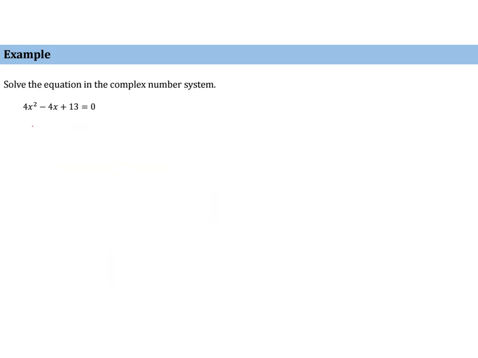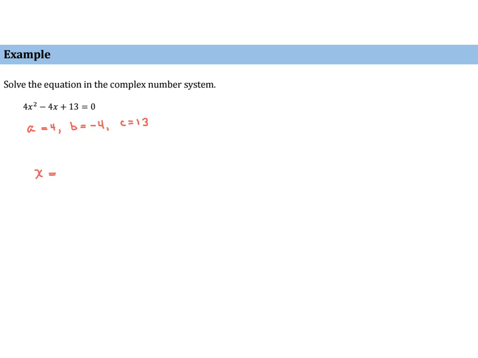So again, we have 4x squared minus 4x plus 13. Identify a, b, and c. So you try this one. Pause the video and see what you obtain.